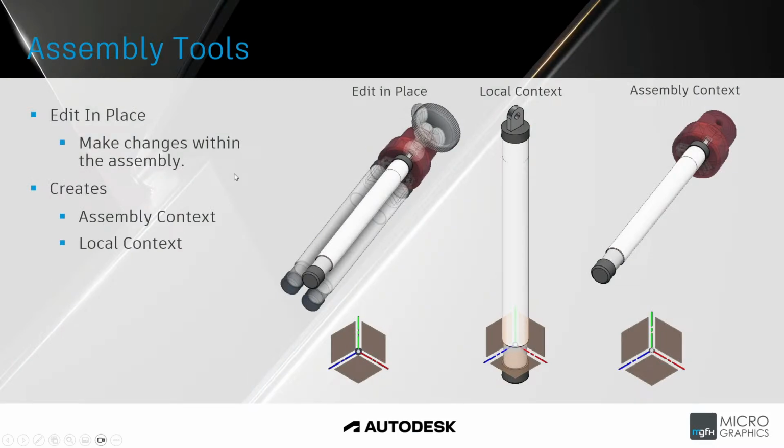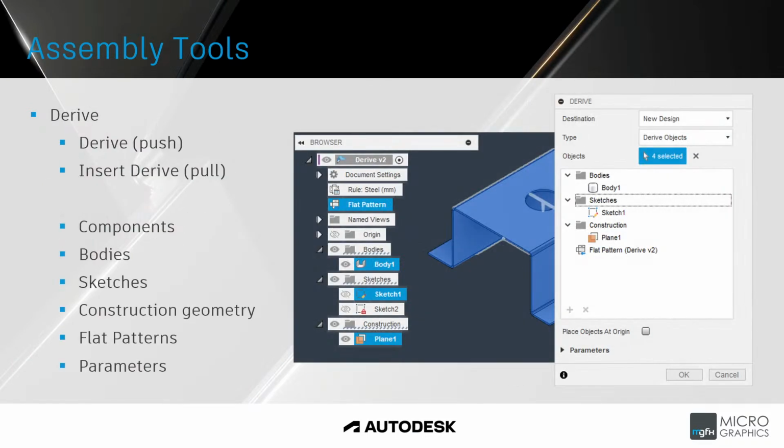Okay, we'll move on from the edit in place to the derive. Now, this one here, I'm not going to go through a step-by-step demo on this, but just going to show how this can help. Essentially, what derive allows you to do is take information from one design and push it into another design using just the straight derive option. Or if you use the insert derive, it allows you to pull information from a design into another design.